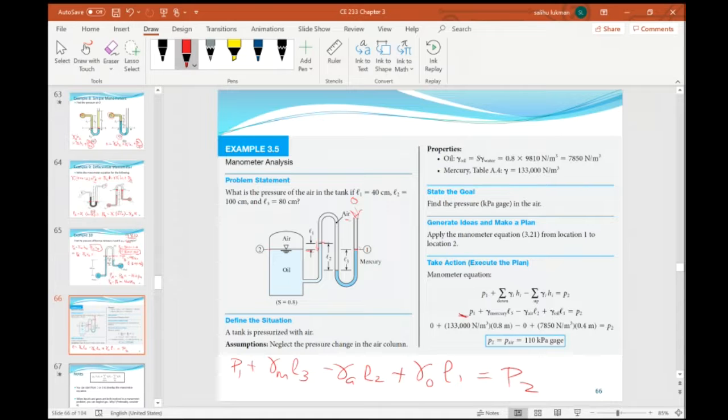Okay, so this is exactly what we have here. We started from this point, and P1, because it's atmospheric, is zero. So we now substitute the other values, the unit weight of mercury. This is zero. We take this to be zero as well because we neglect the pressure due to the air column. And the unit weight of the oil, we can get it from the specific gravity, because specific gravity is the unit weight of the substance over that of water. L1 and L3 are all given, so we can find P2. Very simple. So we just substitute the values here and get 110 kilopascal gauge, which is the pressure of air here, which is very simple and straightforward.